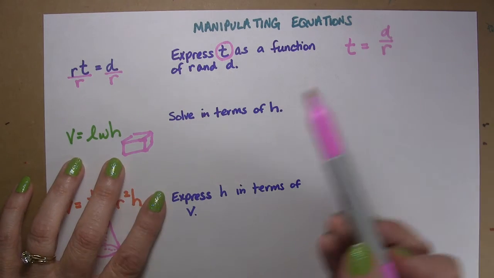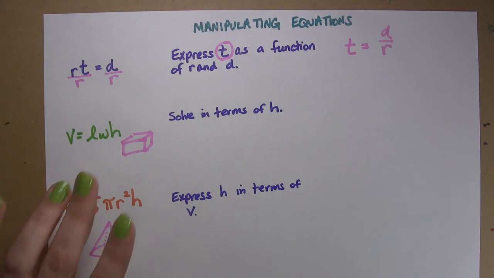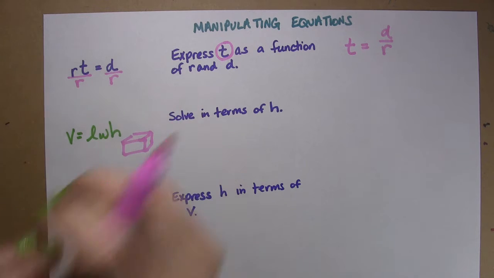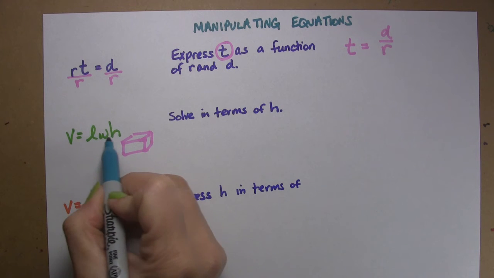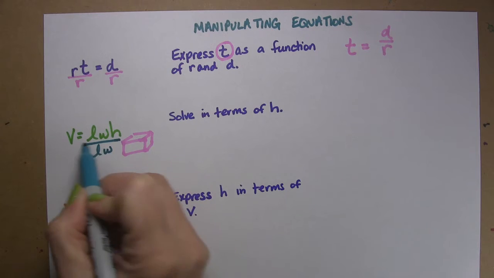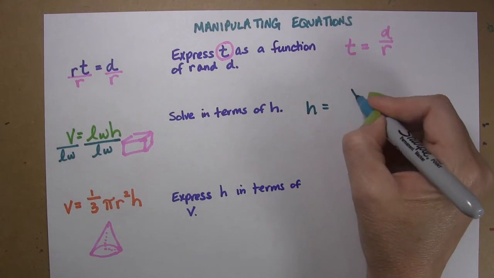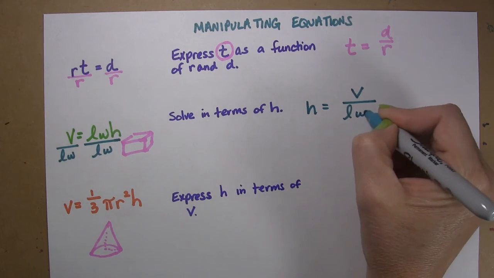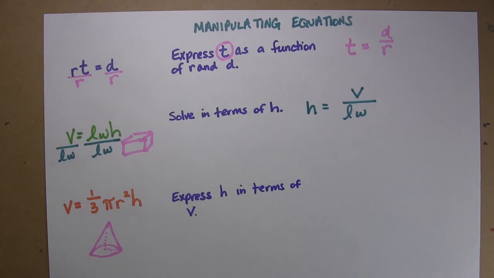Here we have solve in terms of h. In other words, they want h on one side of the equation. So how are we going to get rid of this L and W? Well, the L and W are being multiplied to h. So to get rid of them, we will divide. So h is going to equal V over length times width. And that is manipulating the equation.